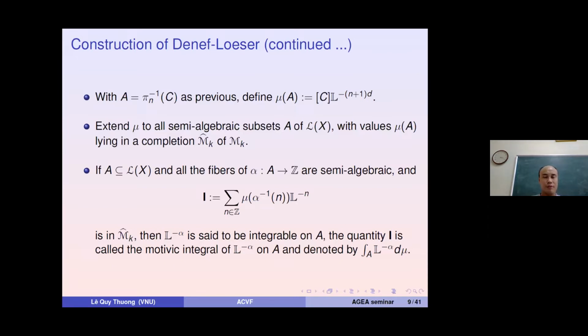And we would like to extend μ to all semi-algebraic subsets of the arc space of X, but we need to extend the value domain. So they take the completion of the localized Grothendieck ring M_K, and in this sense, all the semi-algebraic subsets of L(X) are measurable.